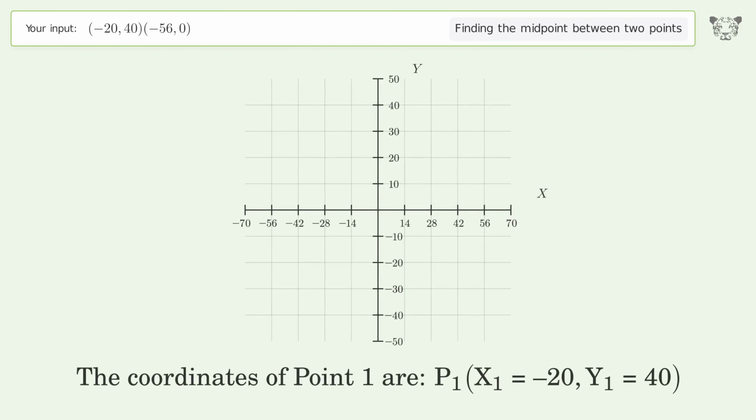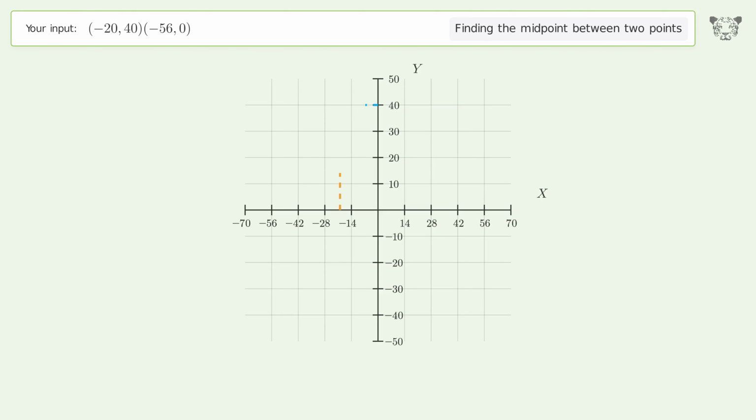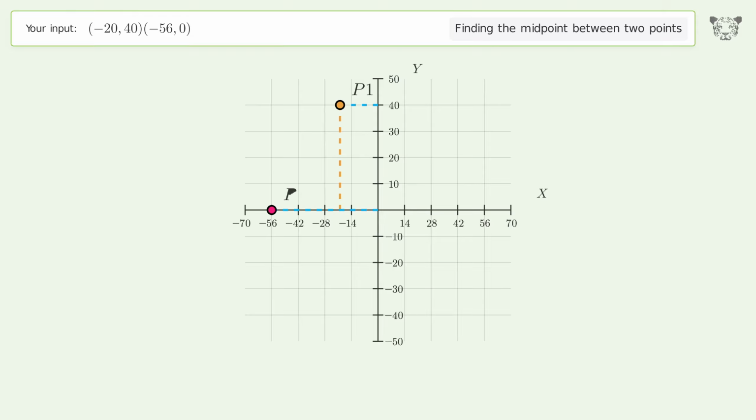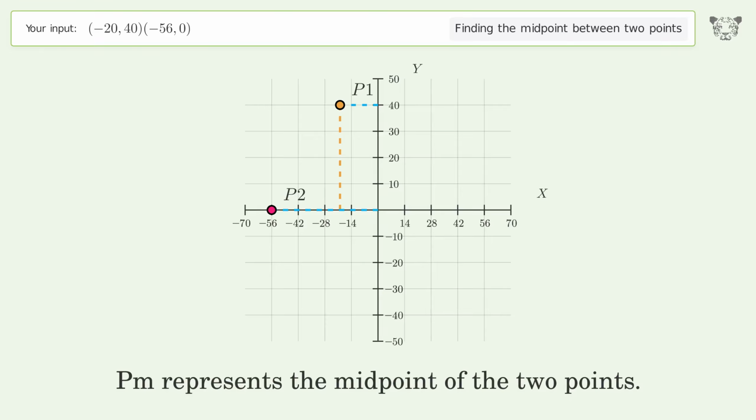The coordinates of point 1 are x1 equals negative 20, y1 equals 40. The coordinates of point 2 are x2 equals negative 56, y2 equals 0. PM represents the midpoint of the 2 points.